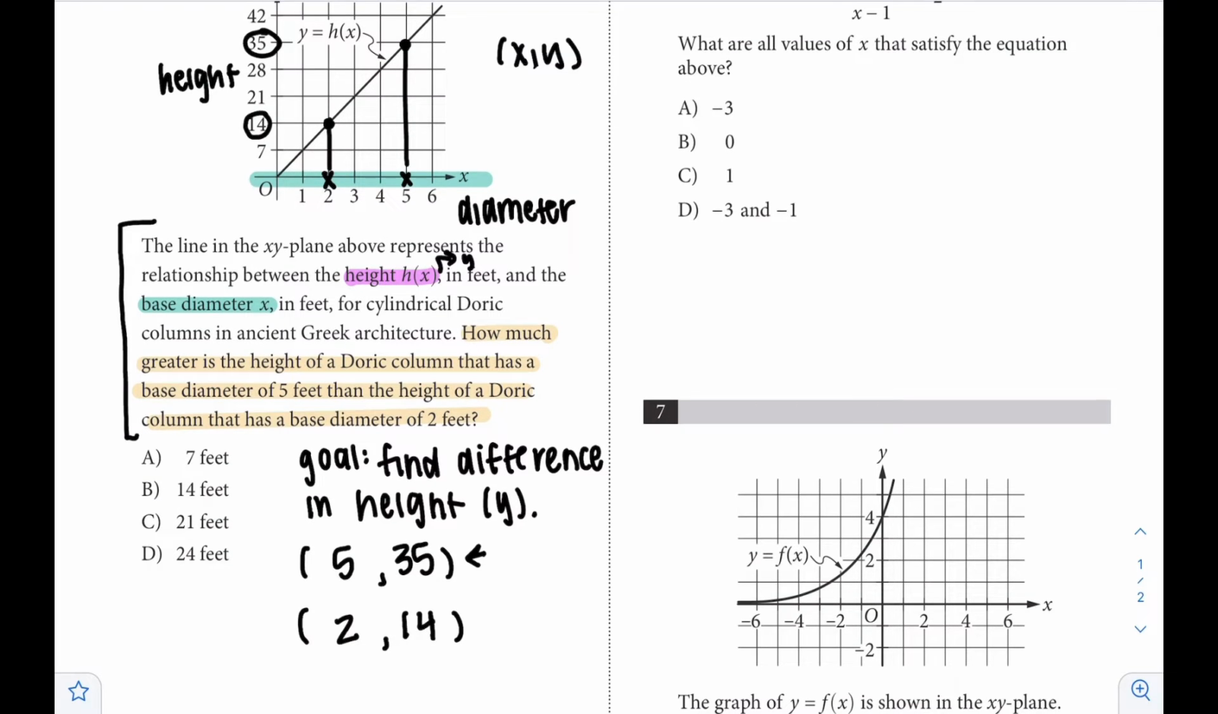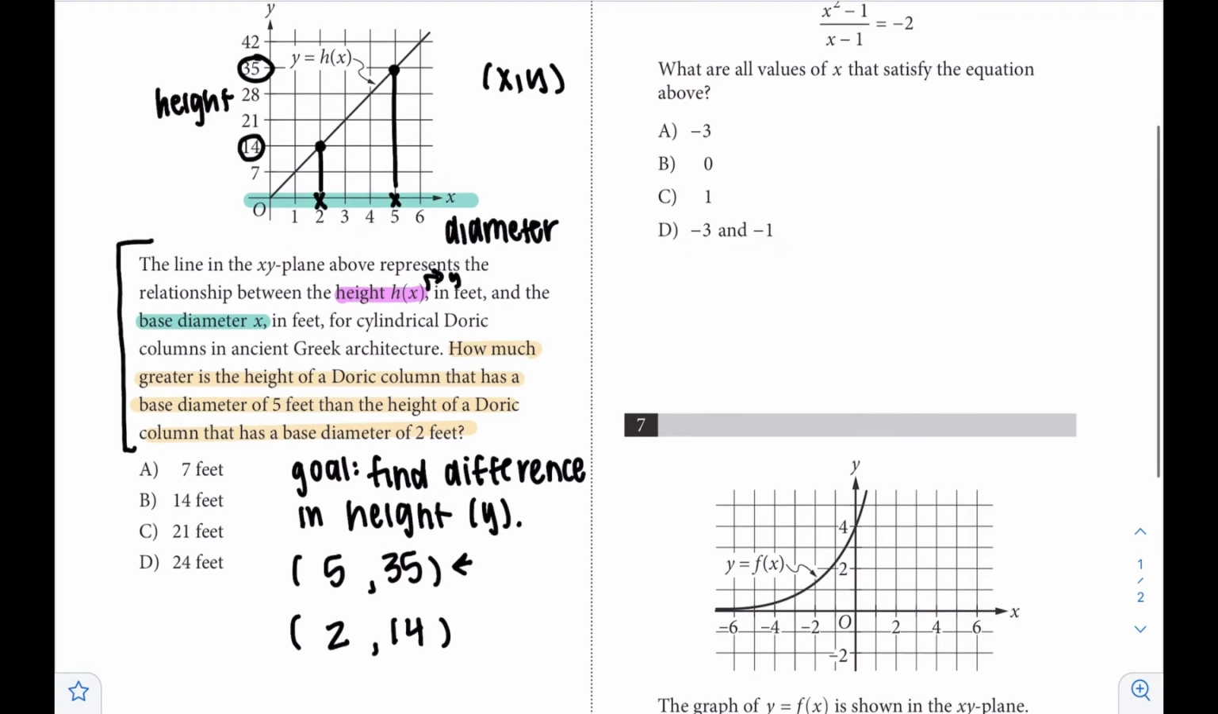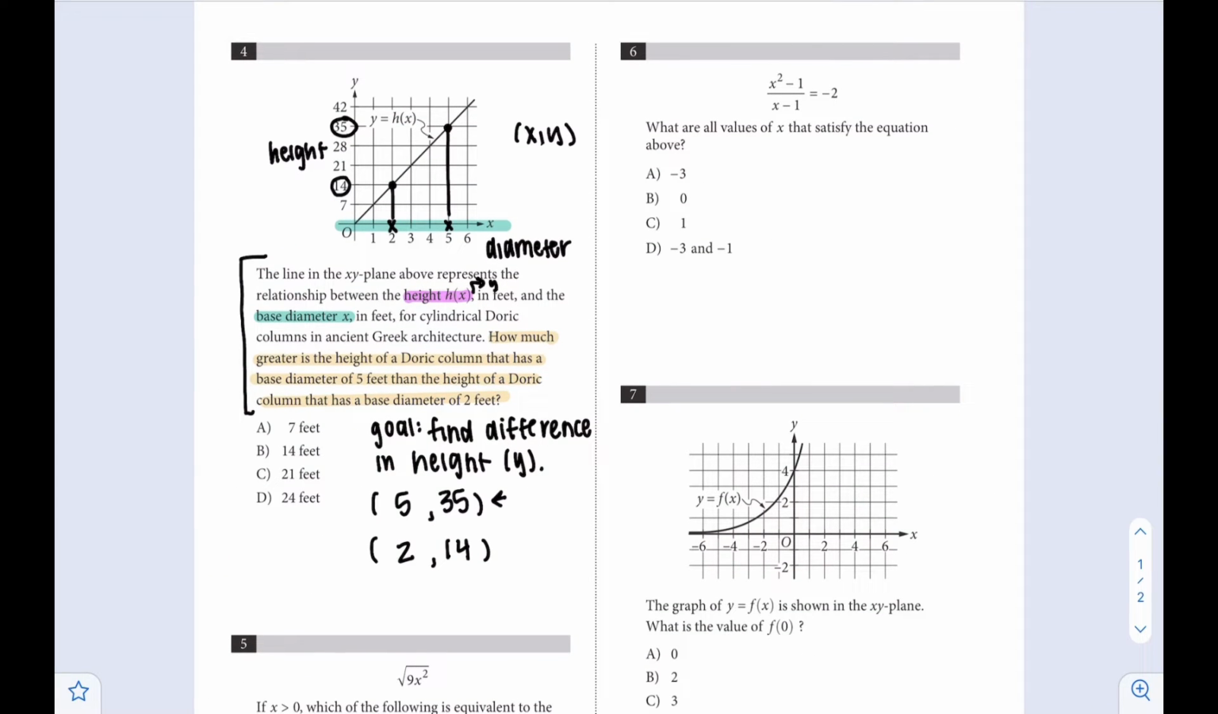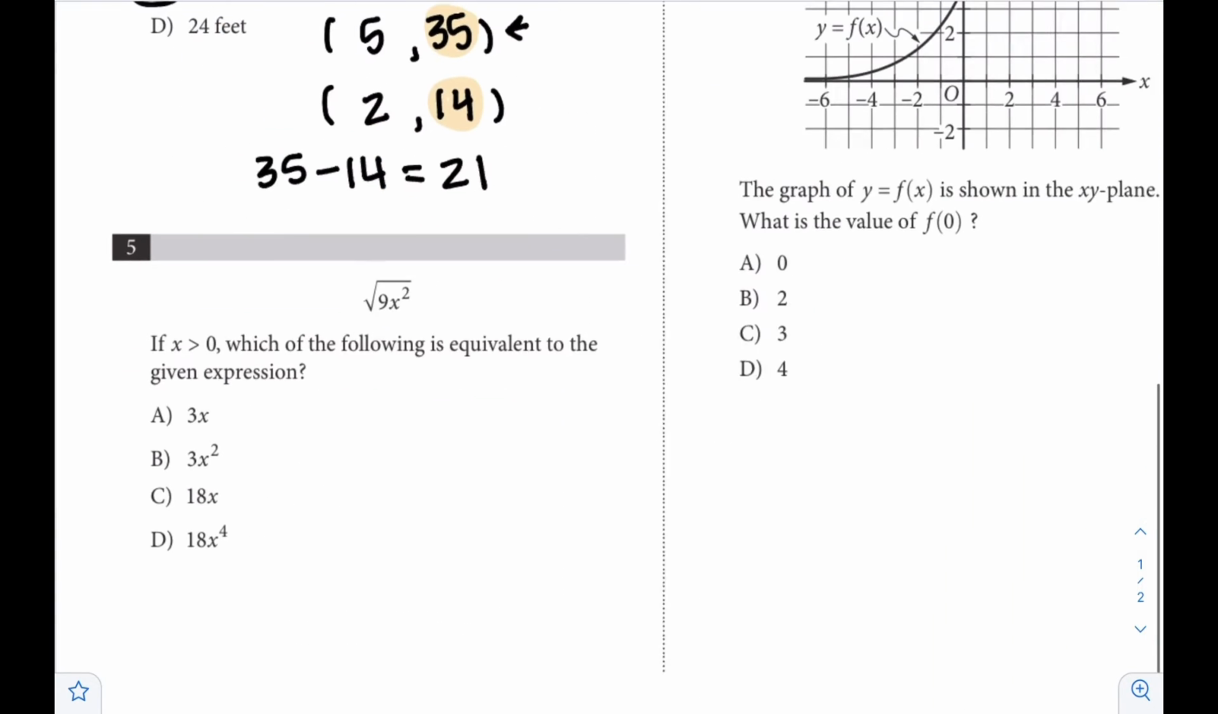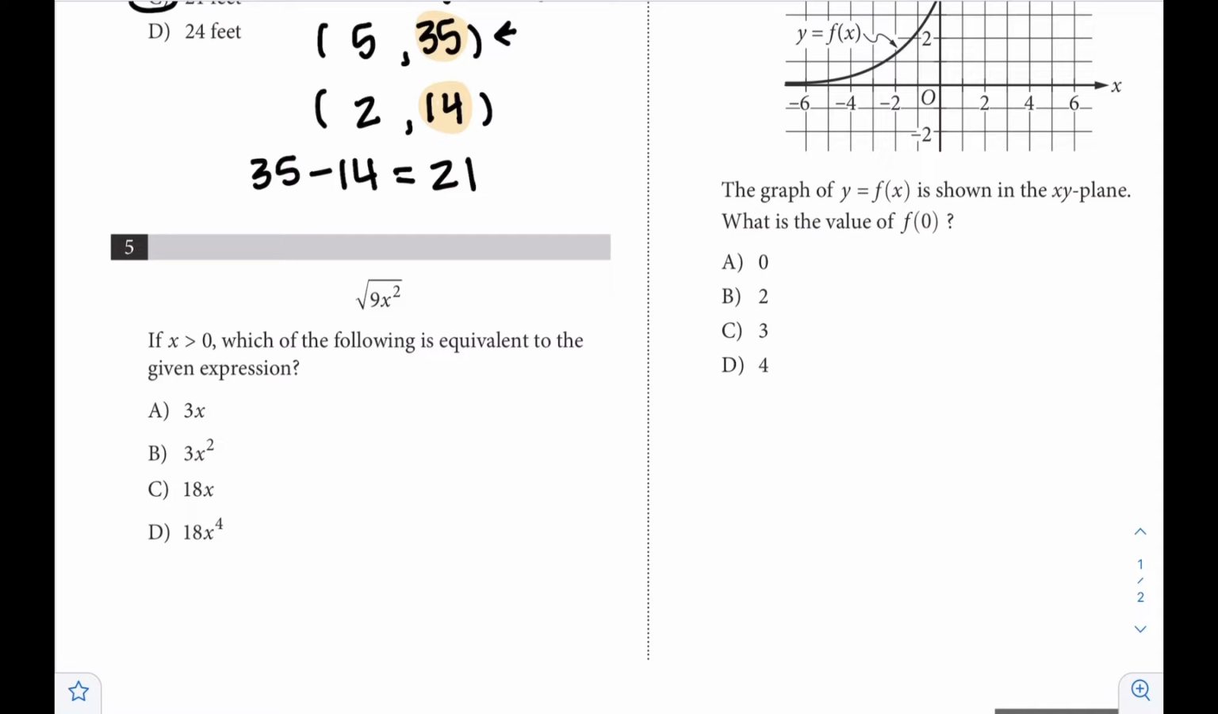Now we want to know the difference in height. So in order to find the difference in height, all we have to do is take the value of 35, the value of 14, and they ask us for a difference, which implies that we're going to subtract the values. So it's going to be 35 minus 14, which is 21. And as you can see, we do have an answer choice for 21 feet. So that is how you answer question 4. Let's move to question 5, which won't take very long.